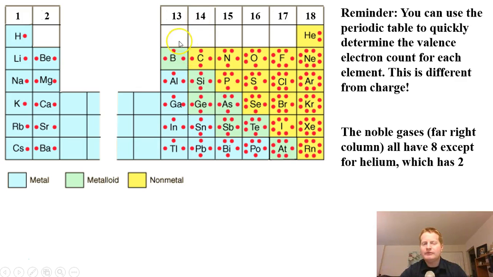So the quick way to remember for this side of the periodic table is to take the column number and subtract 10 from that. So 13 will have 3, 14 will have 4.